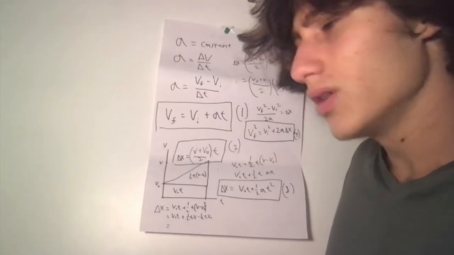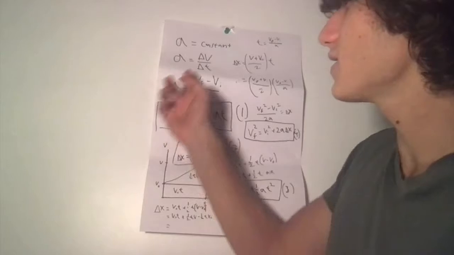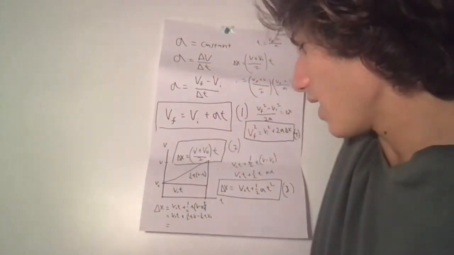Why is it linear? Well, first, we should remember a few things. Acceleration is constant, right? And now is where we kind of need to go back to calculus.